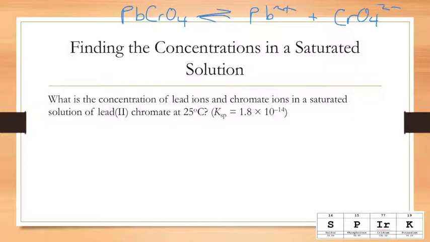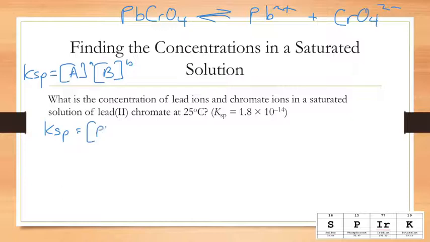KSP is equal to the concentration of ion A raised to the A power times the concentration of B to the B power. So what we're going to set up is the KSP equals the concentration of Pb2+, and that's just raised to the first because we don't have any coefficient, times the concentration of CrO4 2-.